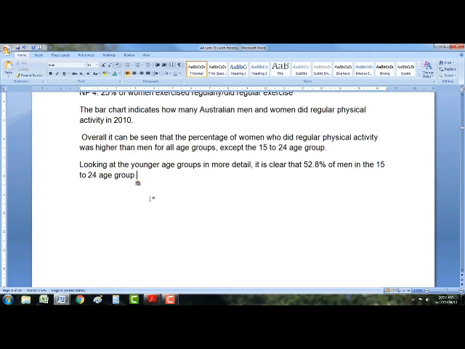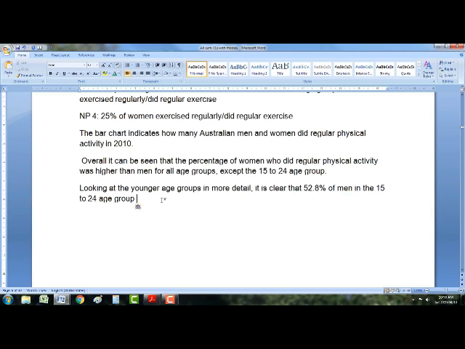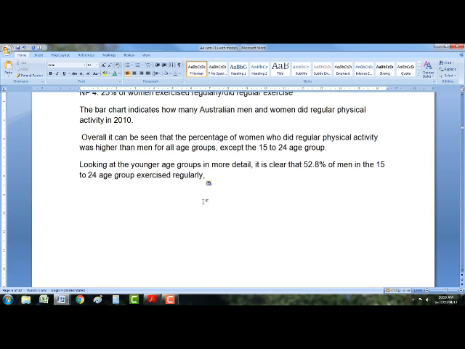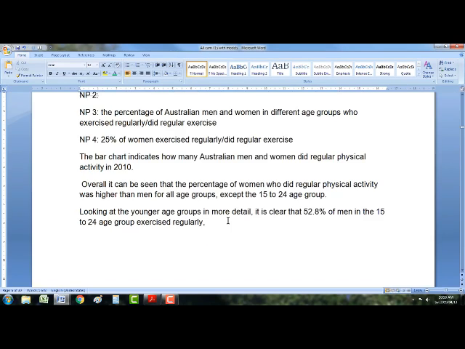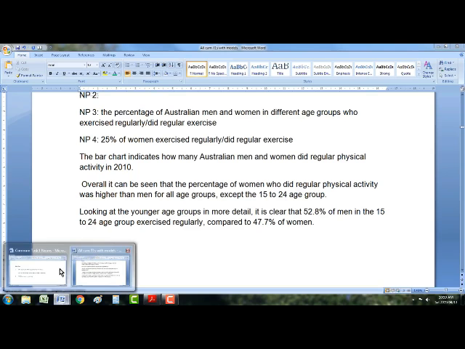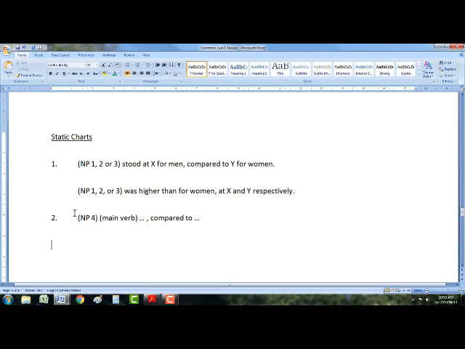So there's the noun phrase, 52% of men. There's the age group, it goes after the noun phrase. Then we want our main verb, exercised regularly or did regular exercise. And then what do we have? Compared to something percent for women, rather of women. Great. So there we've got a very nice sentence using noun phrase 4. Look at it again, this one. So you're going to put one of the categories in there and you're going to put the other category in there. I didn't want to put too many X's and Y's and men and women here because I don't want to confuse you, but make sure you know how to use this sentence.